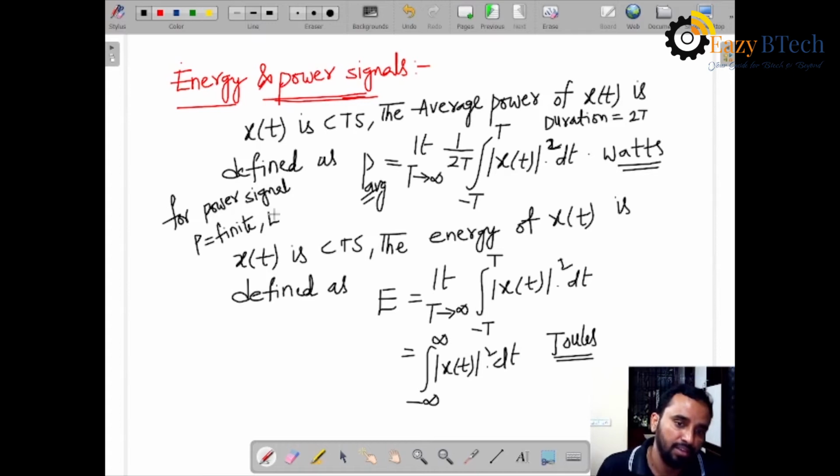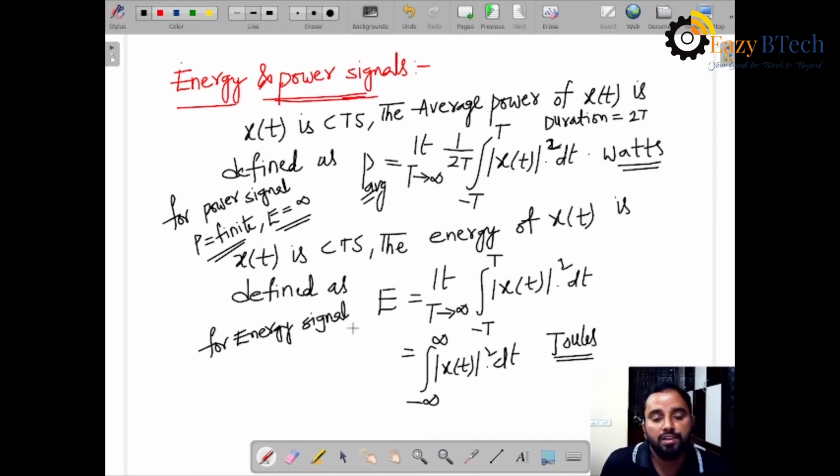Power is finite and energy is infinite, then that signal is called a power signal. Coming to the energy signal: if you take a signal whose energy value is finite, and power is 0, then it will become an energy signal.